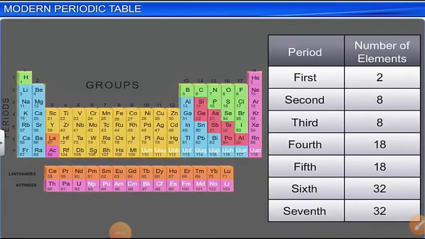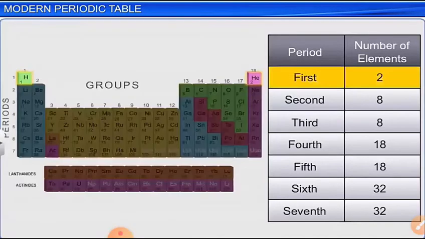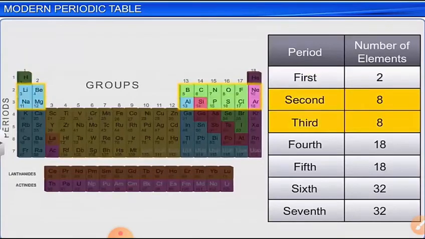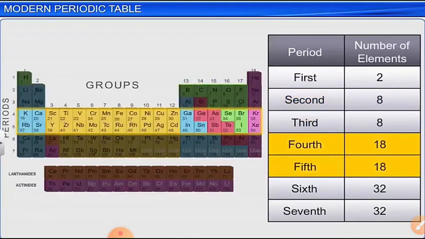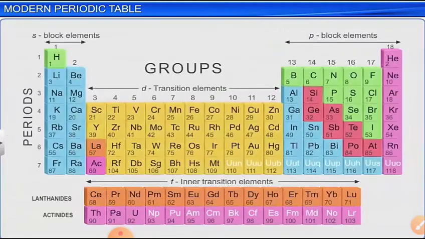In the modern periodic table, we have seen that we have 18 groups and 7 periods. Now we shall discuss the 7 periods in detail. Period 1 has 2 elements. Periods 2 and 3 have 8 each. Periods 4 and 5 have 18 elements each, and periods 6 and 7 have 32 each.